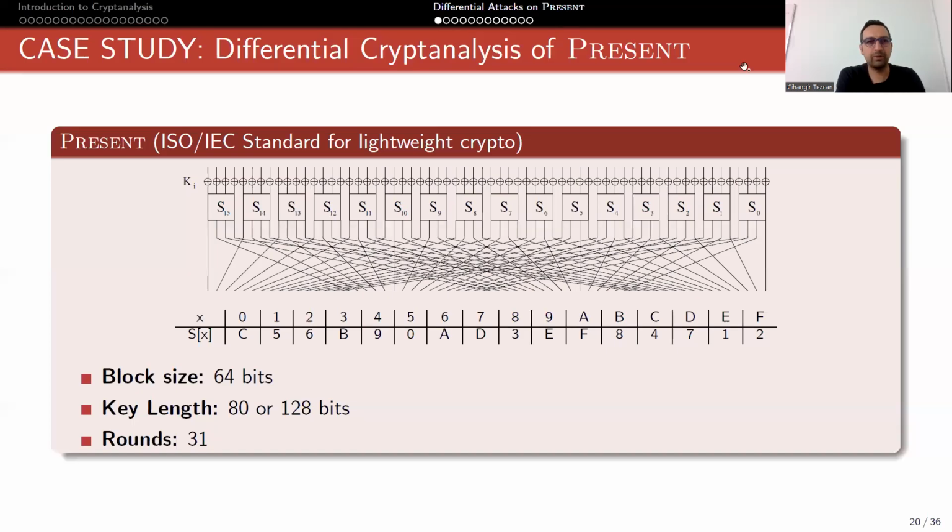Okay, so now we know what a differential cryptanalysis is. Let's see how we can apply it on a block cipher. And as an example, I will use the PRESENT block cipher because the structure is really simple. Recall that the block size is 64 bits. Each line here represents a single bit. Key length can be 80 or 128 bits, but the round keys are 64 bit again.